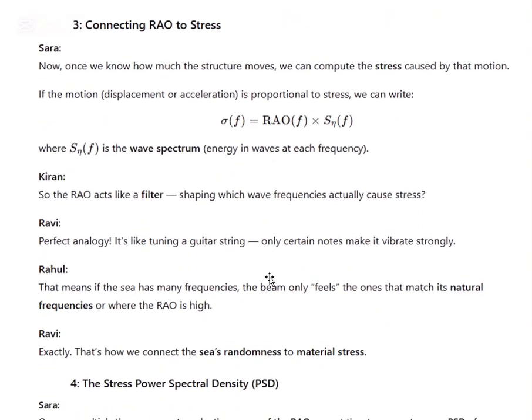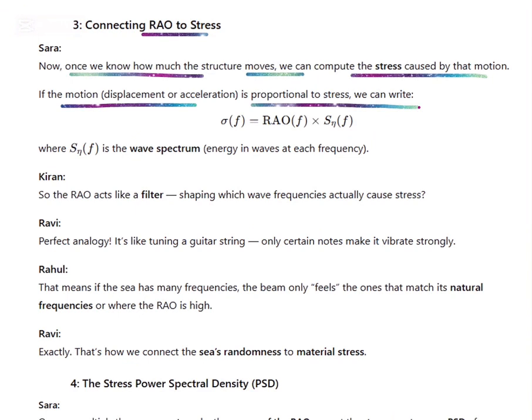Connecting RAO to the stress. How are we going to connect the RAO and stress? Once we know how much the structure moves, we can compute the stress caused by the motion. Once we know the displacement, we can get the bending stress and so on, right? If the motion, displacement, or acceleration is proportional to the stress, we can write sigma equals RAO times S(f), where S(f) is the wave spectrum, the energy in the waves at each frequency. RAO we know, so this is the response.